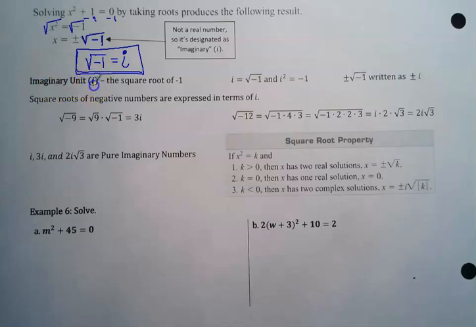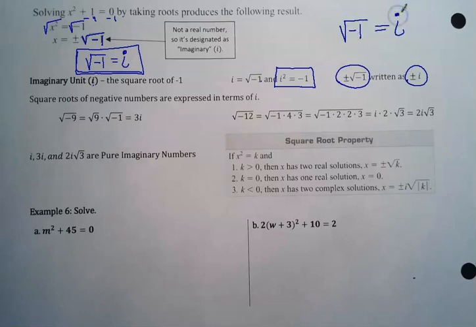An imaginary unit, or i, is the square root of -1. So we have i equals the square root of -1, and i squared equals -1. So anytime you see i squared, you can replace it with -1. Anytime you see plus or minus the square root of -1, you can rewrite it as plus or minus i. So all we're doing is taking the square root of -1 and replacing it with a lowercase i because it's imaginary. That's what an imaginary number is.